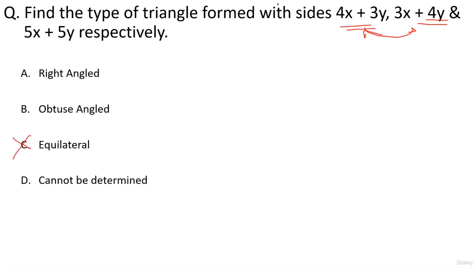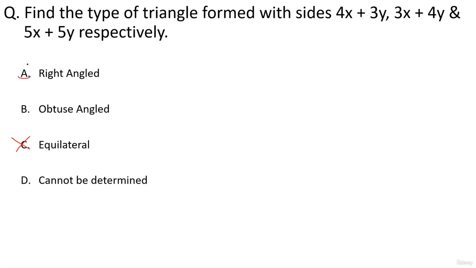I hope you understood this. I proved that by first equating these two sides. That is possible. They are forming an isosceles triangle 7x, 7x, 10x. But if you equate 5x plus 5y with this, then the value of x is minus 2y. Not possible, right? So definitely this can't be an equilateral triangle as such.